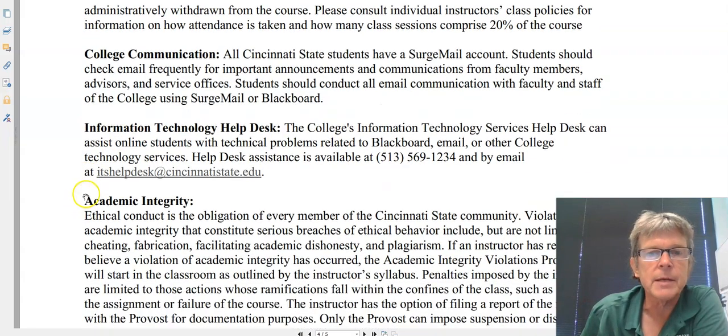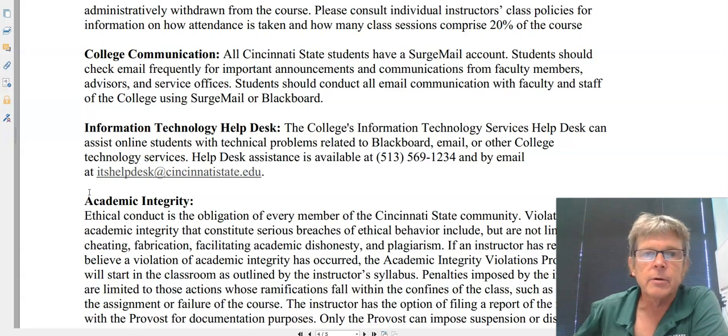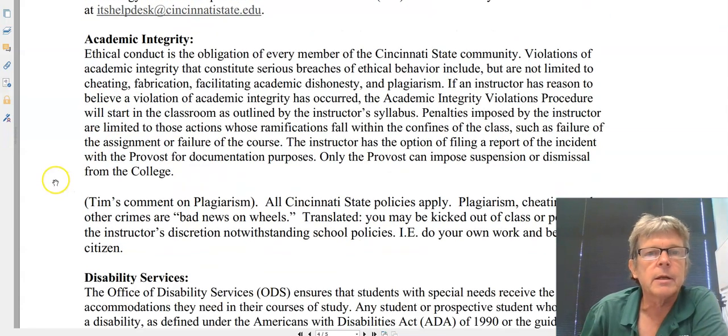Information Technology Help Desk. We have a help desk. So if you're having computer problems, call these guys, and they're there. It's 569-1234.